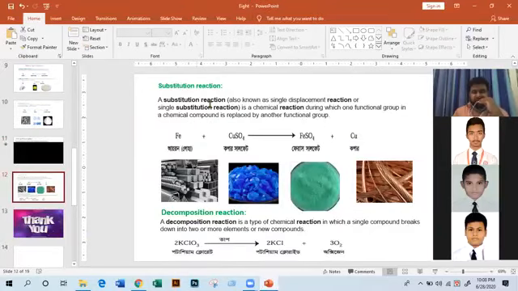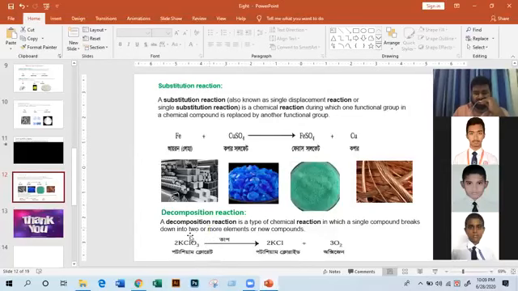ওকে, সাবস্টিটিউশন রিঅ্যাকশন দেখো। Substitution reaction is a chemical reaction during which one functional group or atom in a chemical compound is replaced by another functional group or atom. Then reaction, if iron replaces copper in copper sulfate, then produce ferrous sulfate and copper. Okay, in copper sulfate, copper is replaced by iron, then produce ferrous sulfate and copper. This is substitution reaction. Okay, now in a reaction during which one functional group or atom in a chemical compound is replaced by another functional group, this is called substitution reaction.